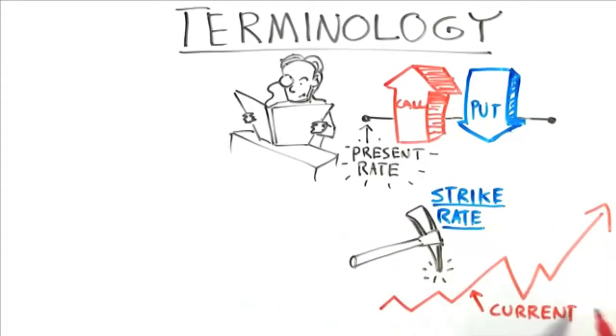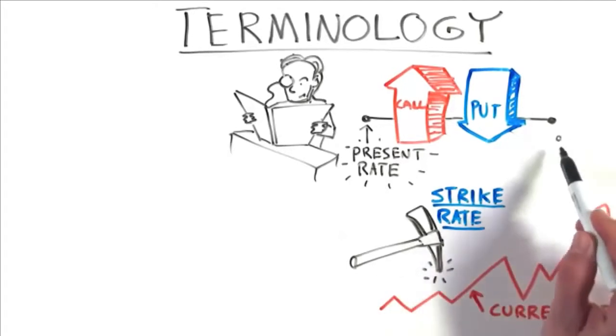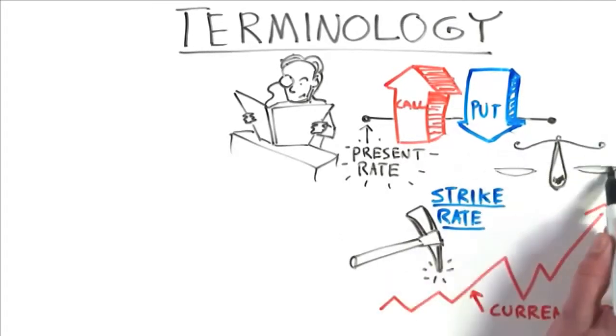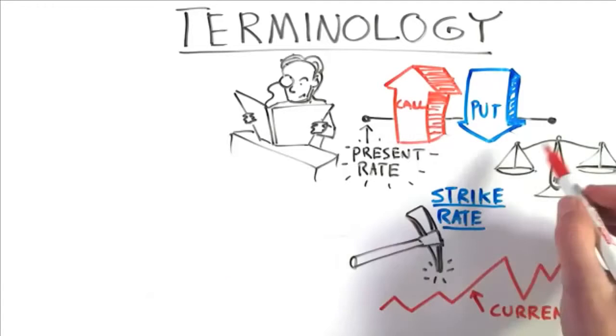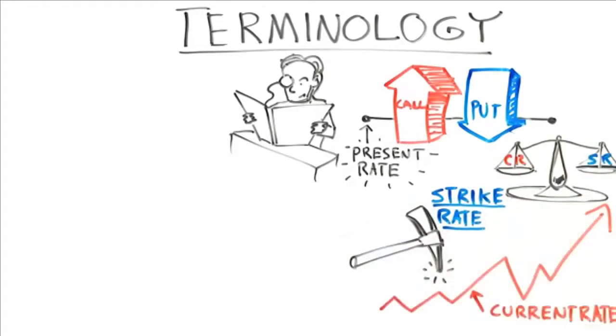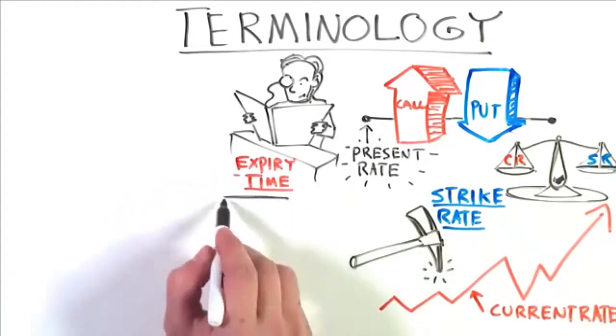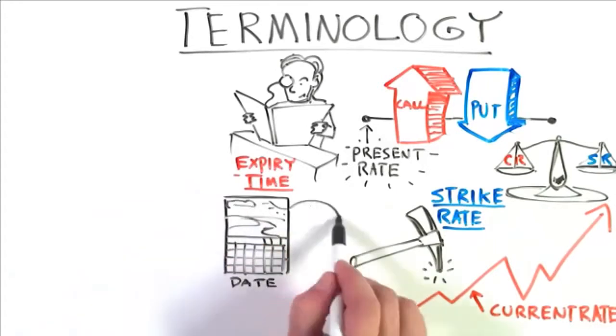Current rate. This is the real-time rate of the asset. On the expiry time, the system will compare the current rate to the strike rate to determine whether your trade was successful or not. Expiry time. This is the date and time you choose for the trade to end.